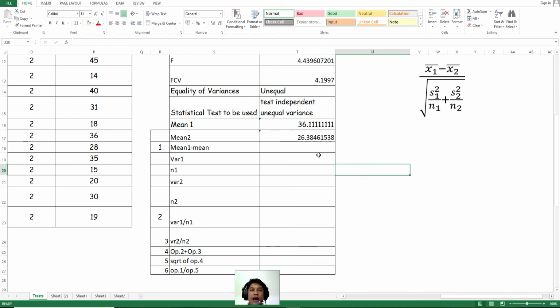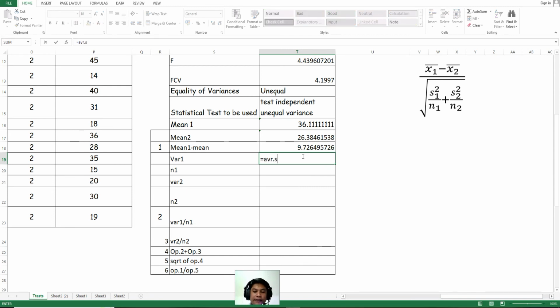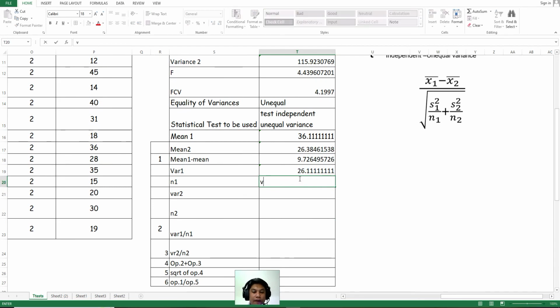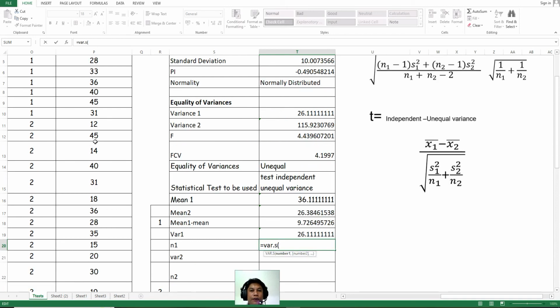Now, the first operation is subtract mean 1 by mean 2. So equals mean 1, click, minus, click mean 2. Enter. And then this time we will get the variance, so that is equals var.s, open parentheses. And then we highlight the data for group 1, enter. And then we have var.s, and then you highlight the value.